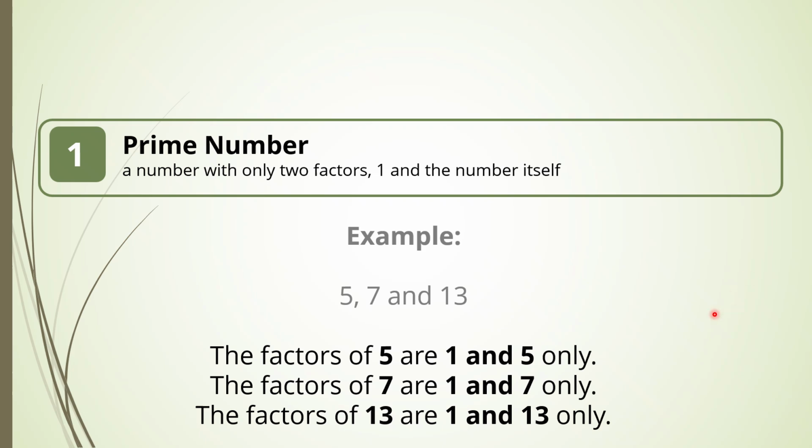Okay, as I've said, prime numbers only have two factors, which are 1 and the number itself, just like 5. Factors of 5 are 1 and 5 only. Same as 7. Factors of 7 are 1 and 7 only, and also 13, its factors are 1 and 13 only.